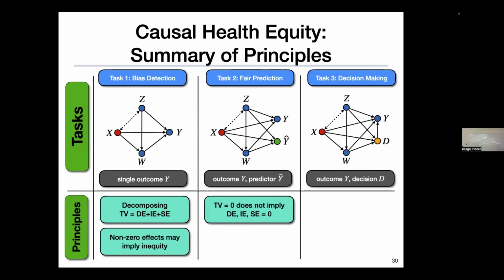So they need to be investigated further. In the context of fair prediction, we saw that the TV being equal to zero does not imply that direct, indirect, and spurious effects are equal to zero. So we cannot just minimize the TV.